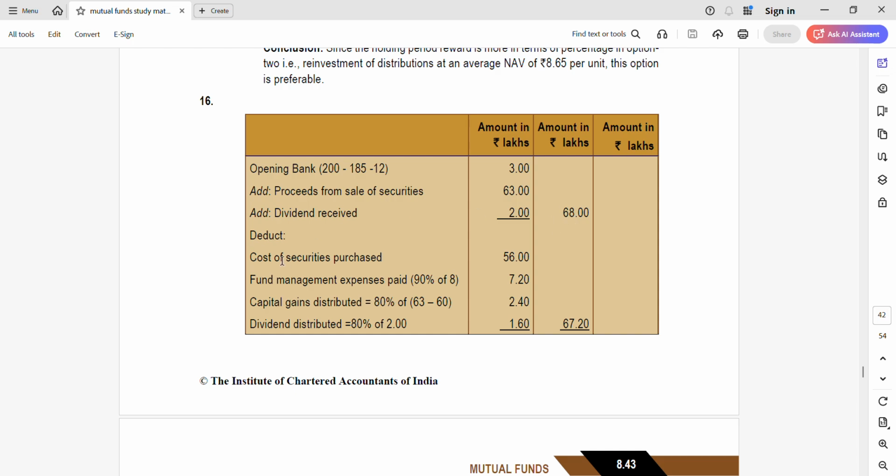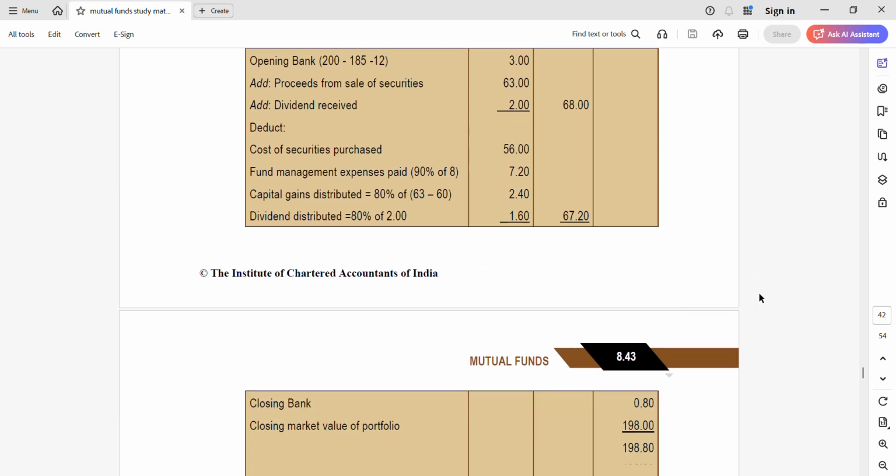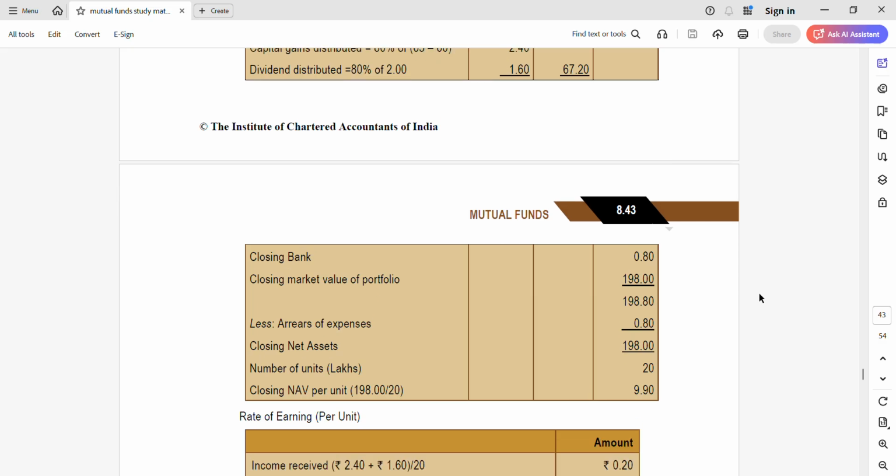Now let's take a look at the outflow, which we should deduct. Cost of securities purchased 56 lakhs, fund management expenses, that is 90% of 8 lakhs, so that will give you 7.2. Capital gains distributed, that is 63 minus 60, 80% is distributed, so that will be 2.4, and dividend distributed 80% of 2 lakhs, that will give you 1.6, totalling 67.2. So this will result in your closing bank balance of 0.8.